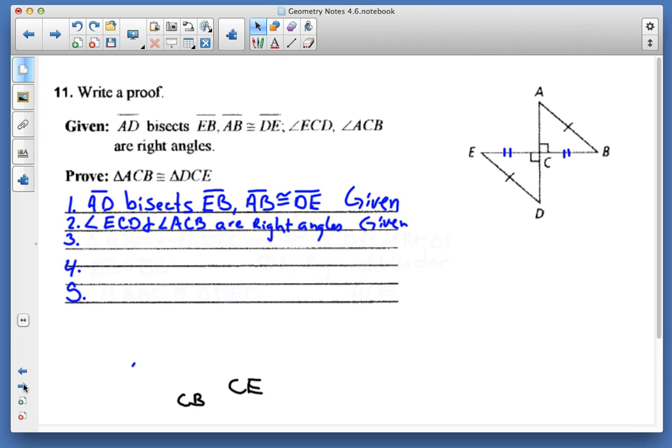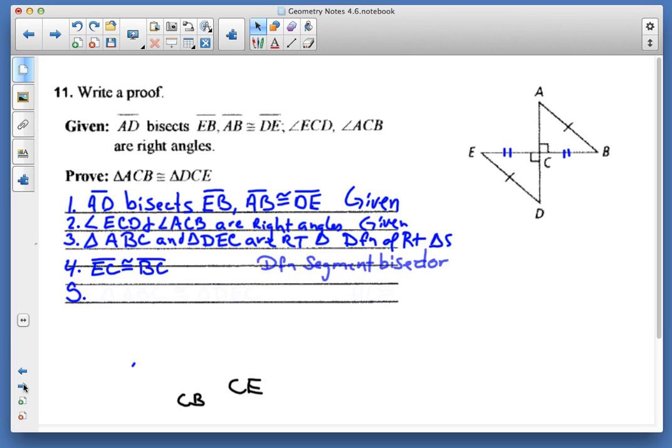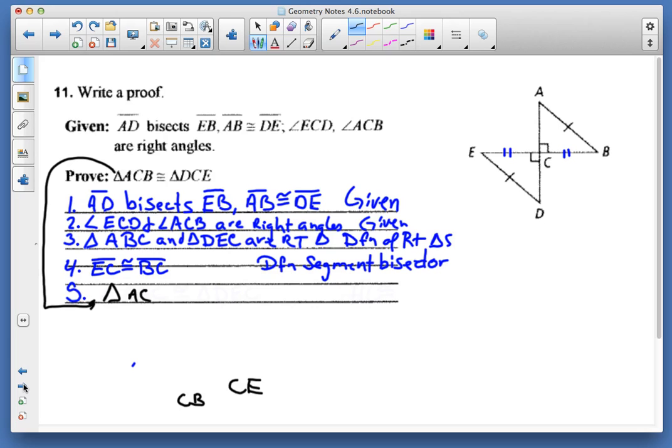Okay, so as I'm checking this out, my next step, oh, I've got this in there. My next step is that the triangles are right angles, by definition right triangles. And then I've got EC congruent to BC because of reflexive. And then my very last statement is exactly what's here. Down here, triangle ACB is congruent to triangle DCE. Yep, because of HL congruence. And I'm good to go.